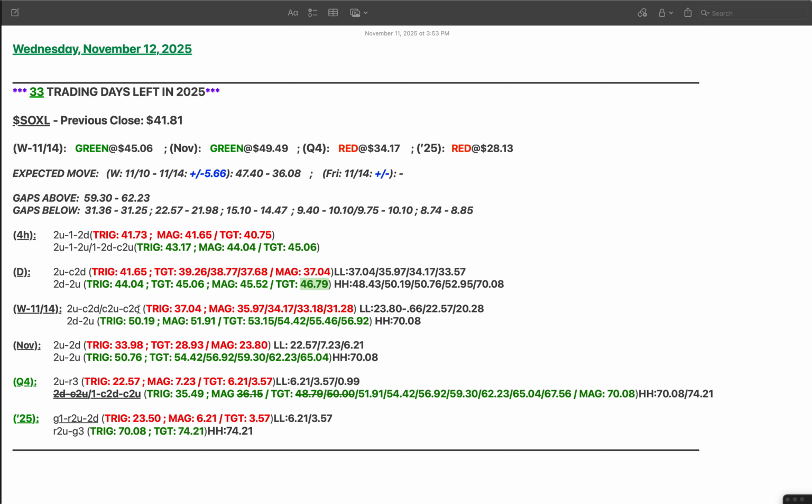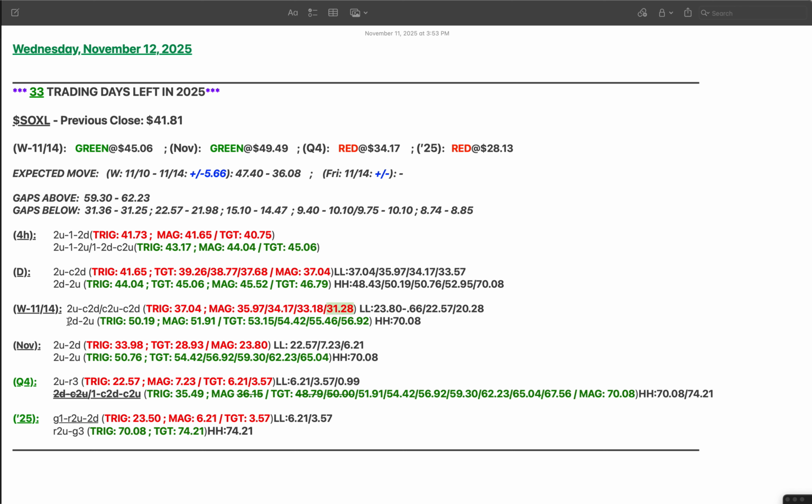We're inside on the week. If we are going to go 2 up, 2 down on the week, or 2 up combo 2 down on the week, that triggers at 37.04 with the magnitude of 35.97. And if we reach that magnitude and continue to go lower, it triggers a sequence of 2 up, 2 down, 2 up combo 2 downs on the week chart with extended targets of 34.17, 33.18, and 31.28.